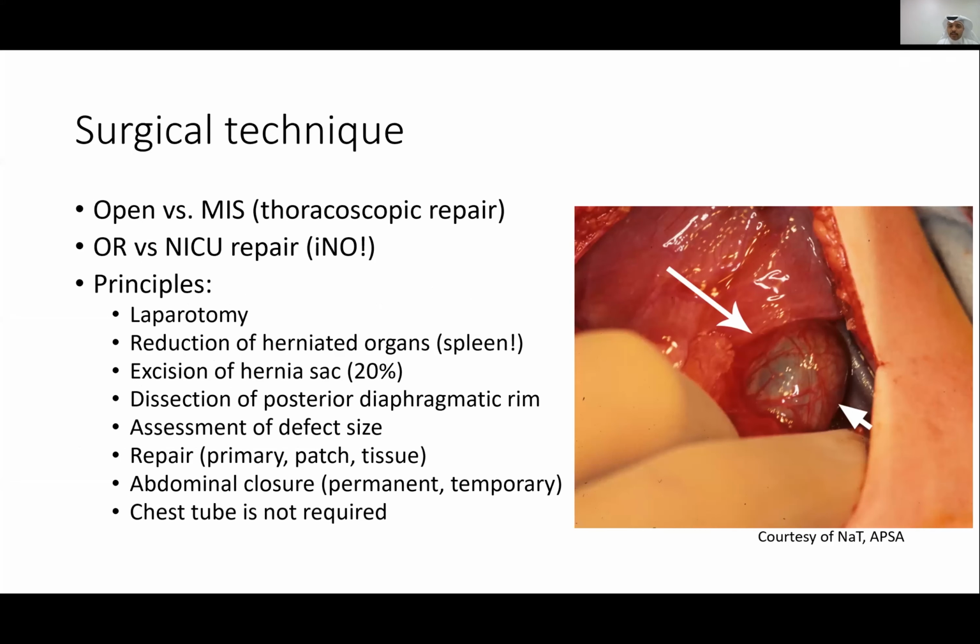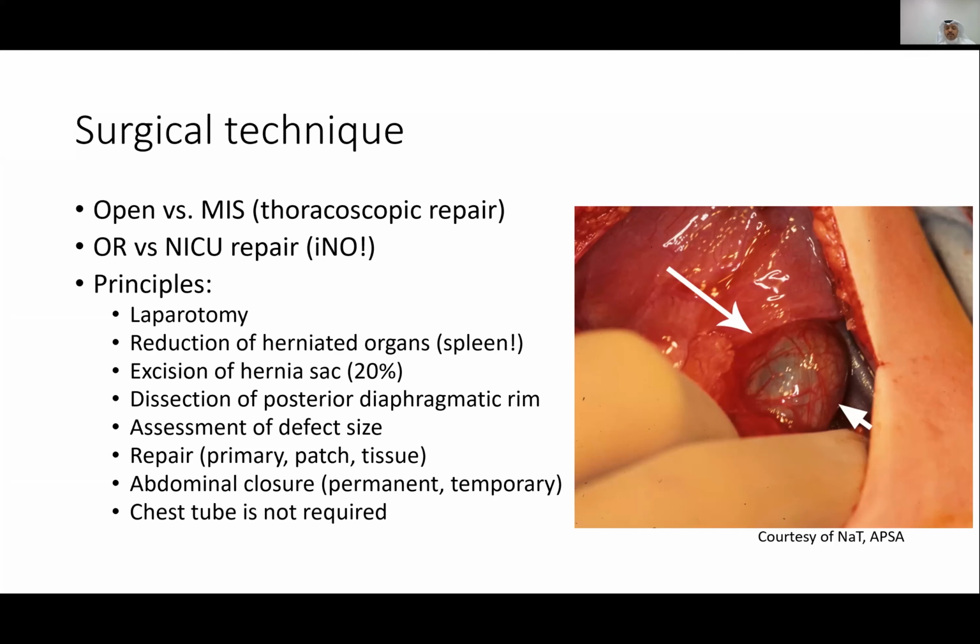About surgical technique. Technique includes either open, which is a laparotomy, or even thoracotomy, but mainly most people do laparotomy, or MIS, which is usually thoracoscopic repair. And then we will talk about that later. OR versus NICU is important, whether you operate in the OR or NICU. Obviously, all of us want to be in the OR. It's better for us. But sometimes it is risky to transfer this baby from the NICU to the OR.